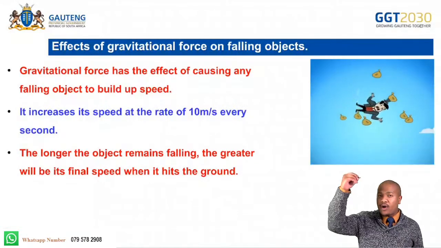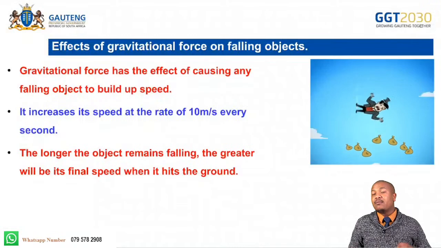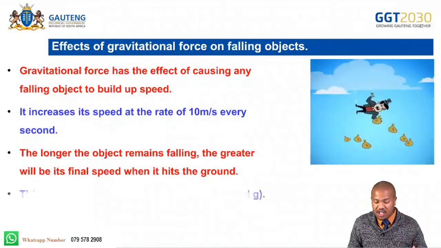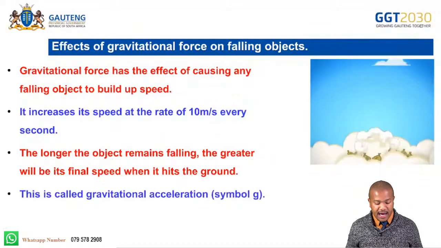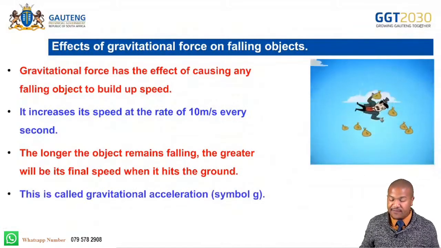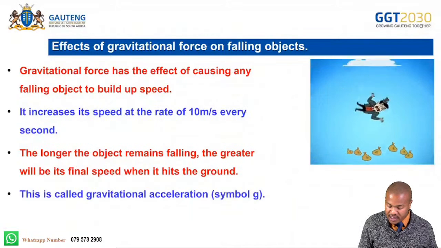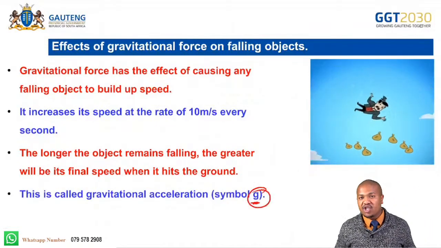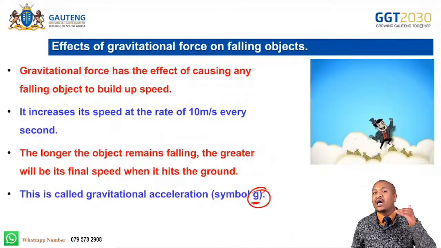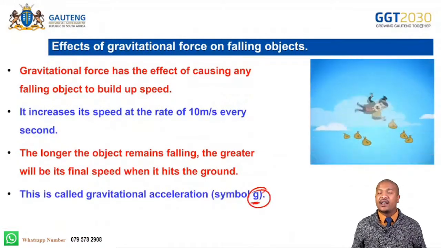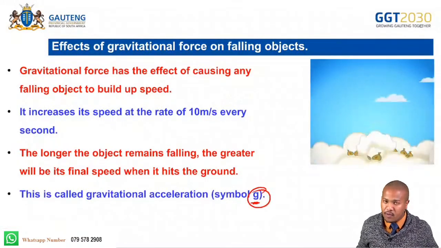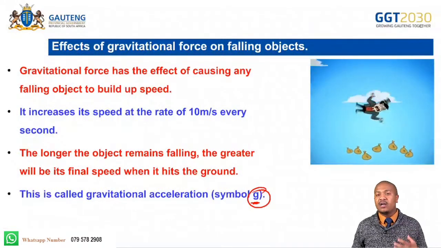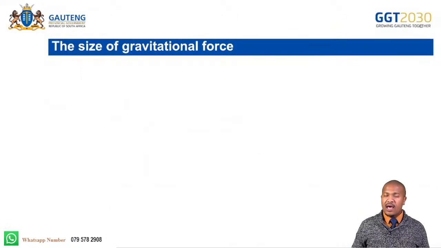From the highest point going down, the greater the impact and the higher the speed encountered as it reaches the ground. And this is all called gravitational acceleration, with the symbol G. So take note of this symbol G. We're going to use it in our calculations, as our learning objectives say that you're going to calculate for weight. So gravitational acceleration has the symbol G.